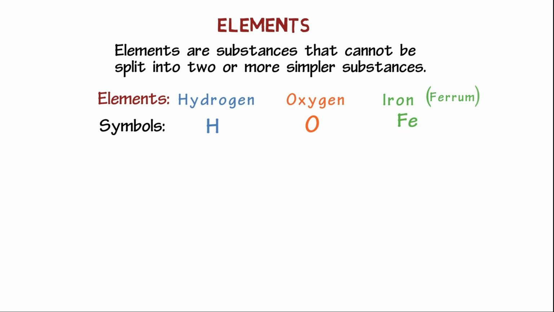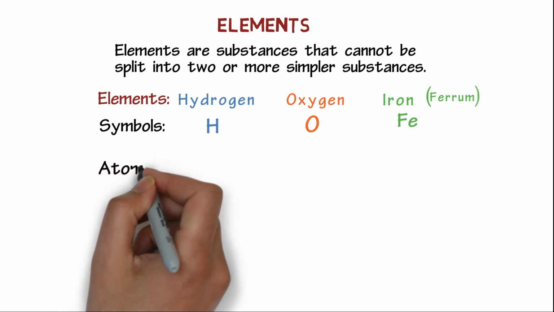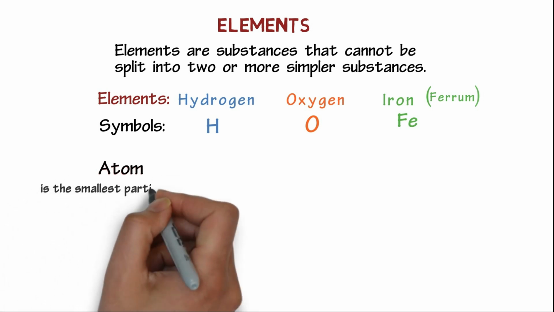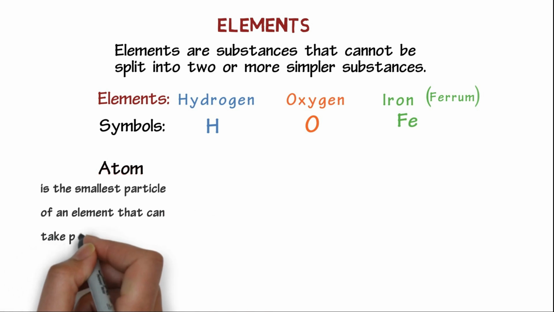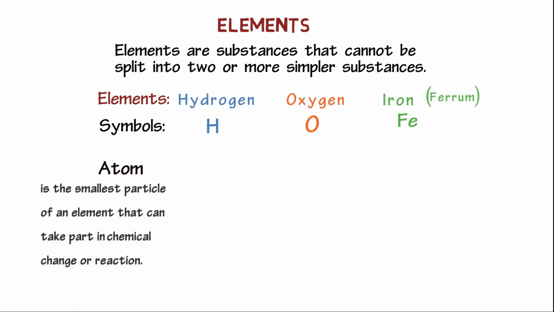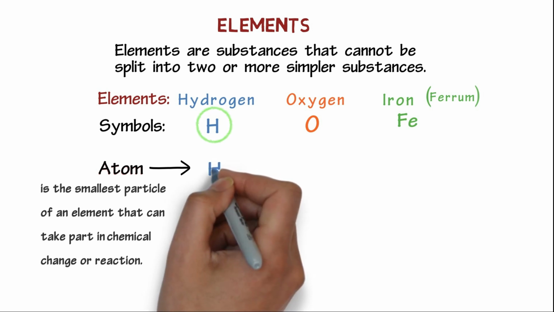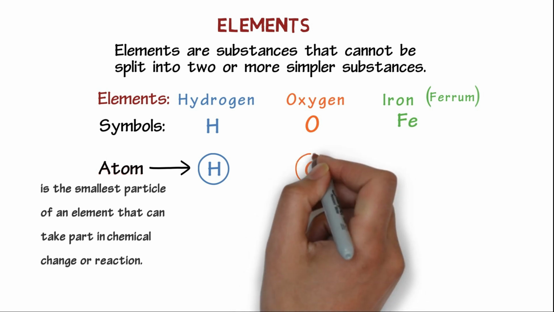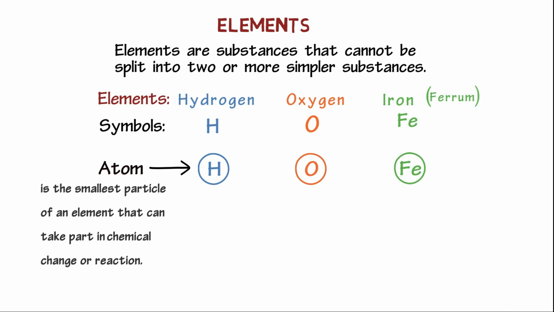You remember that the particles in an element are called atoms. An atom is the smallest particle of an element that can take part in chemical change or reaction. An atom of an element is represented by the symbol of that element. For instance, the element hydrogen has a symbol H. So an atom of hydrogen is represented by H. Likewise, an atom of oxygen is O, and an atom of iron is Fe.